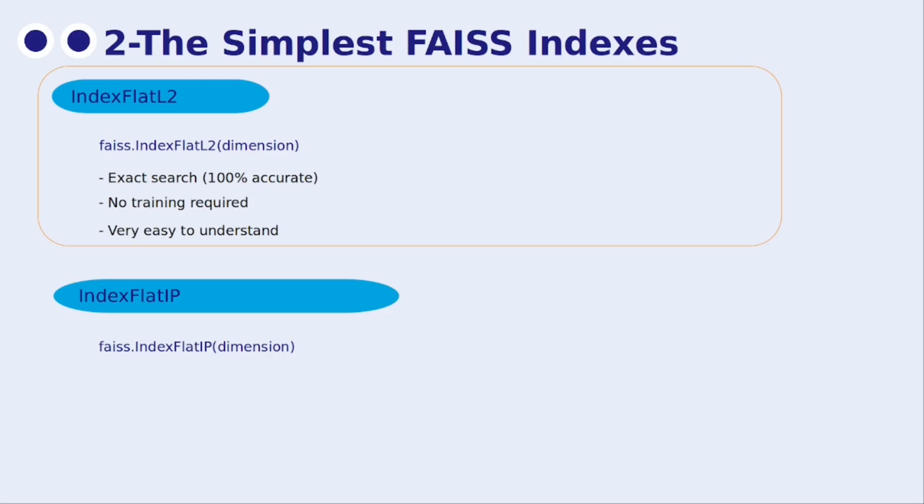IndexFlatL2. Let's look at the most basic index. How it works: it uses Euclidean distances. It compares the query with every vector and returns the exact nearest neighbors. No training required. 100% accurate. Very easy to understand. This is the best index for learning FAISS.